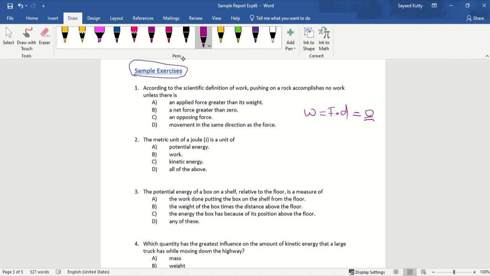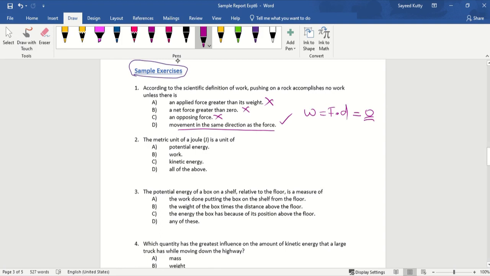So what is the right choice? Is it an applied force greater than its work? No. A net force greater than 0? No. An opposing force? No. A movement in the same direction as the force. If there is no movement in the direction of the force, then we will say there is no work. So that is the right answer.